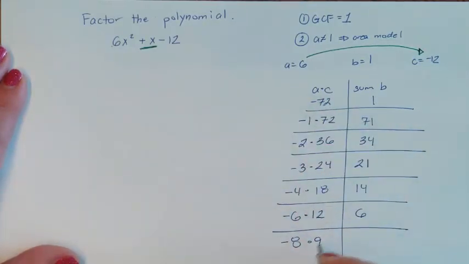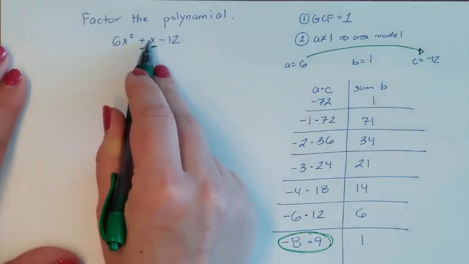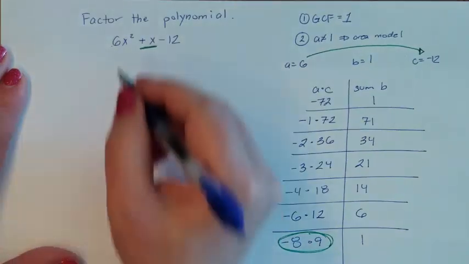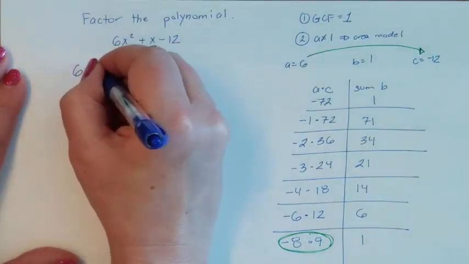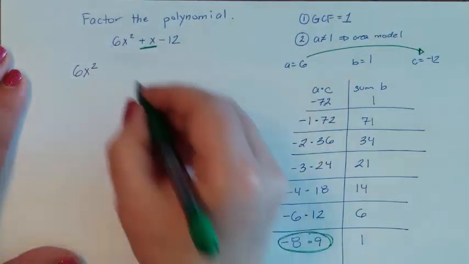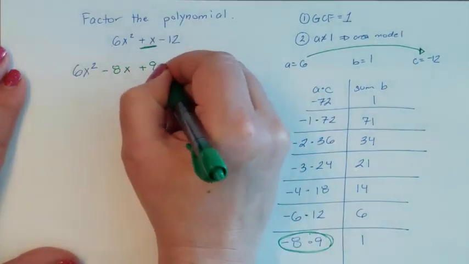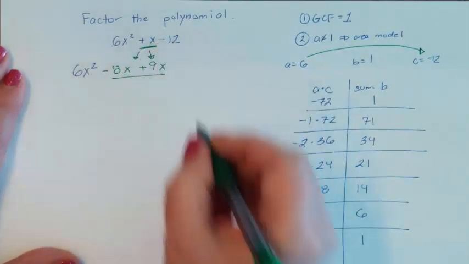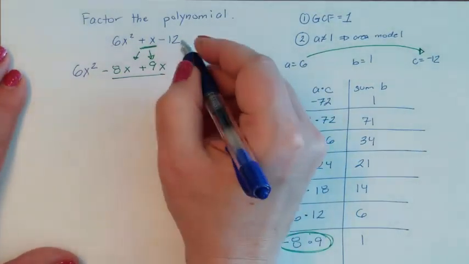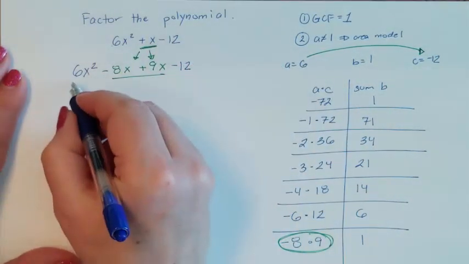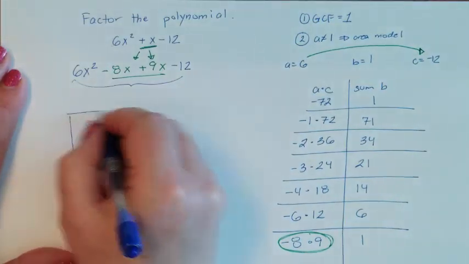Negative 8 times 9 does multiply together to give me negative 72. When I add these, I do get a 1. 1 is the number that I needed, which meant these are the two numbers that I'm going to rewrite plus 1x as. So I still have my 6x squared. I now have a minus 8x and a plus 9x. That's what I chose to rewrite it as. And then this is a minus 12. So now that I have 4 terms, I get to use my area model.